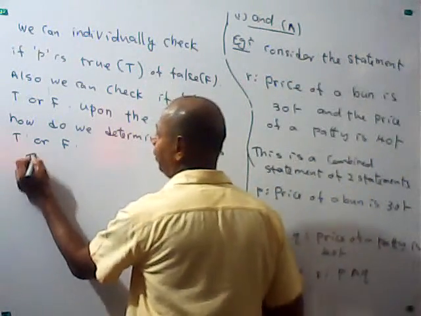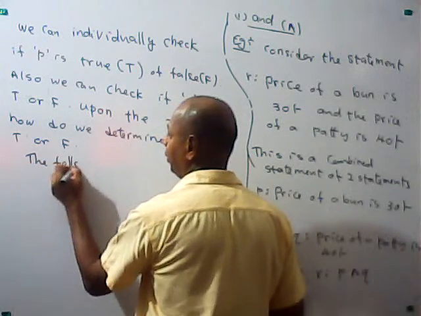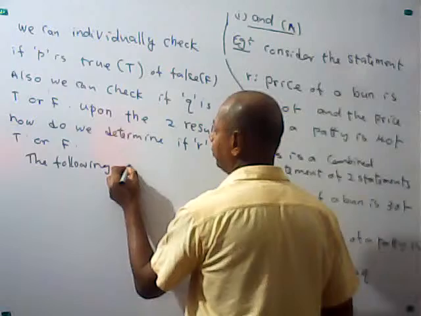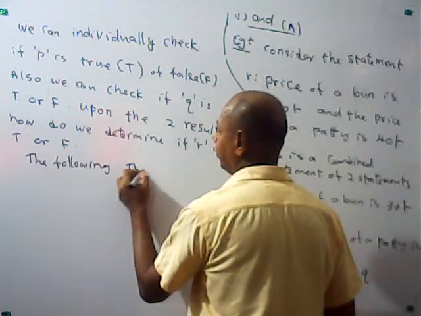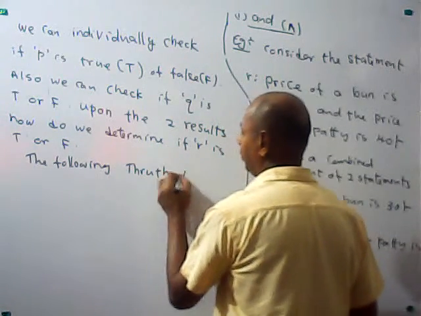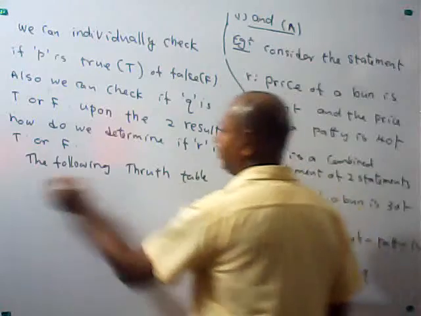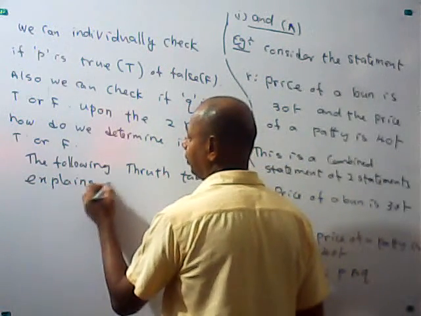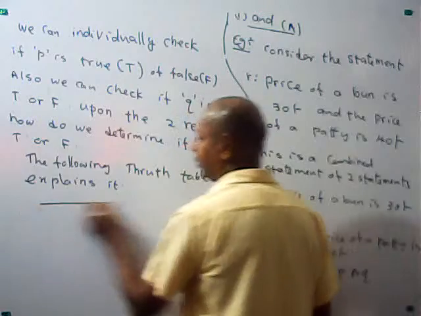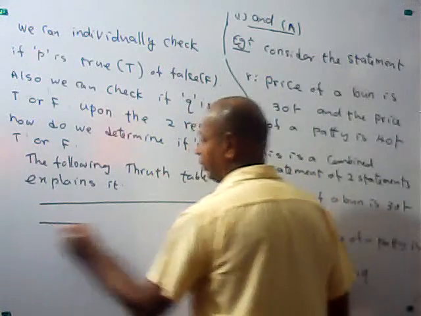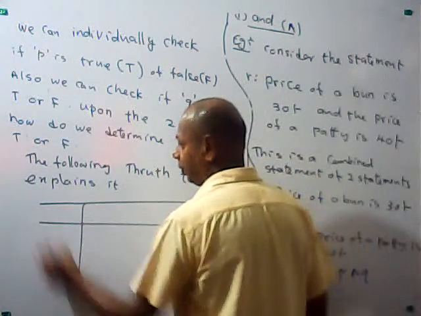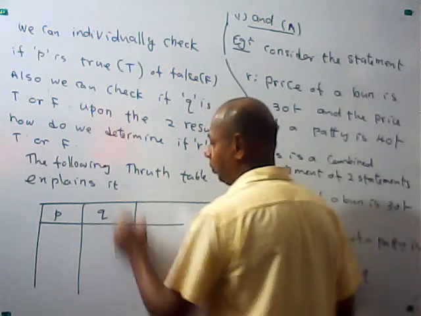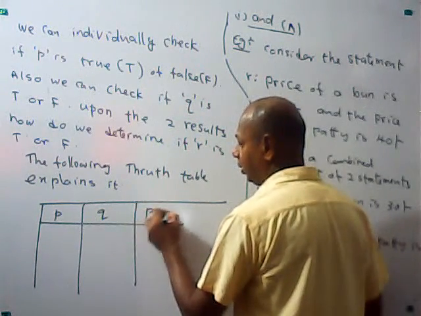The following truth table explains it. P, Q, P and Q.